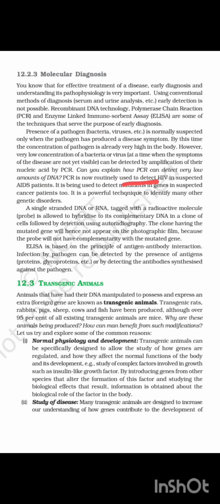PCR is now routinely used to detect HIV in suspected AIDS patients. It is being used to detect mutations in genes in suspected cancer patients too. It is a powerful technique to identify many other genetic disorders. A single stranded DNA or RNA tagged with a radioactive molecule, a probe, is allowed to hybridize to its complementary DNA in a clone of cells, followed by detection using autoradiography. The clone having the mutated gene will hence not appear on the photographic film because the probe will not have complementarity with the mutated gene.